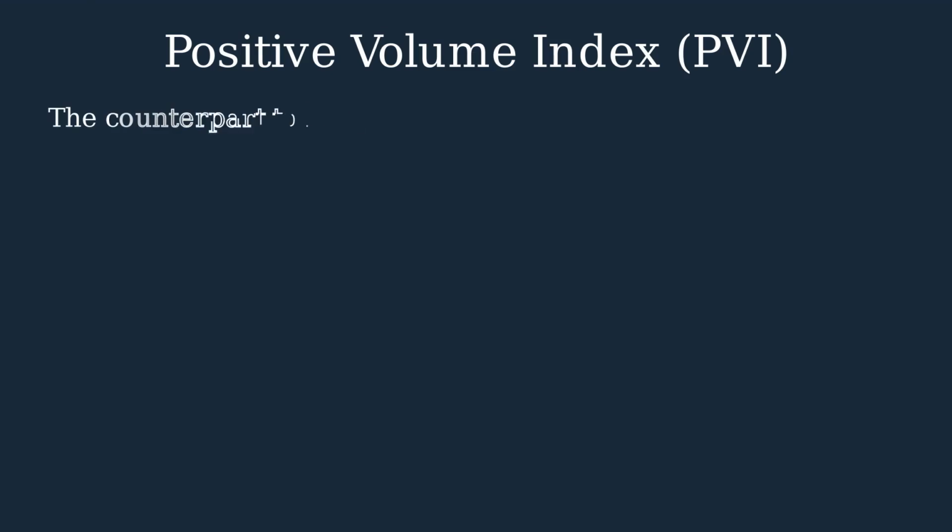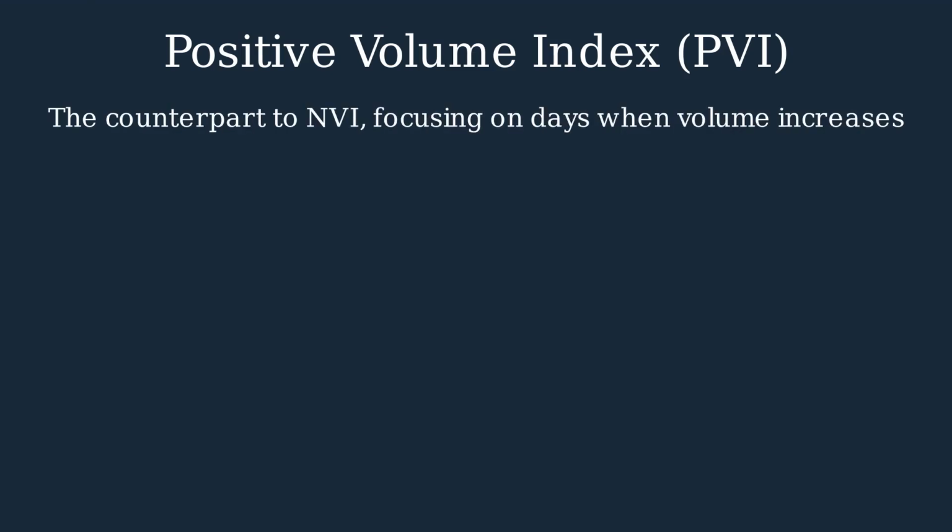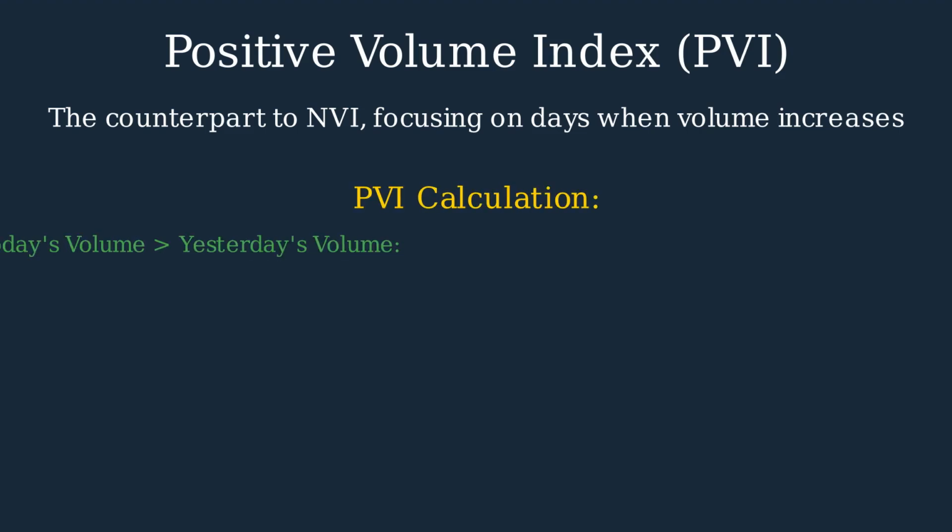The Positive Volume Index, or PVI, is the counterpart to the Negative Volume Index. Unlike NVI, the PVI focuses specifically on days when volume increases compared to the previous day. The calculation of PVI follows specific rules based on volume changes.